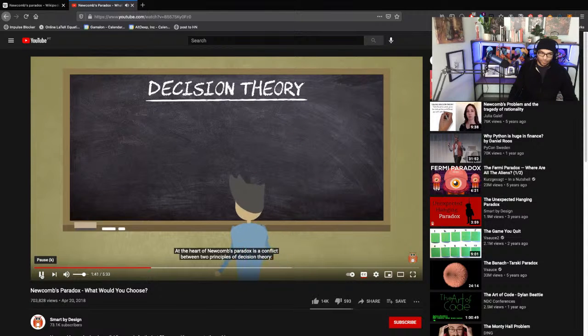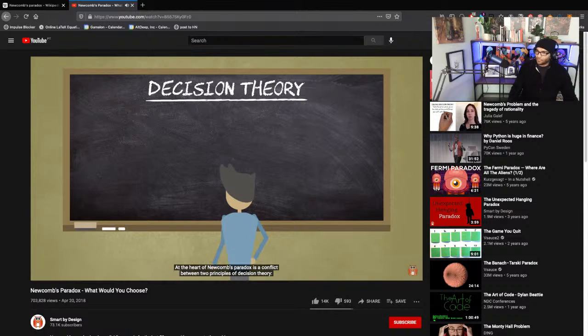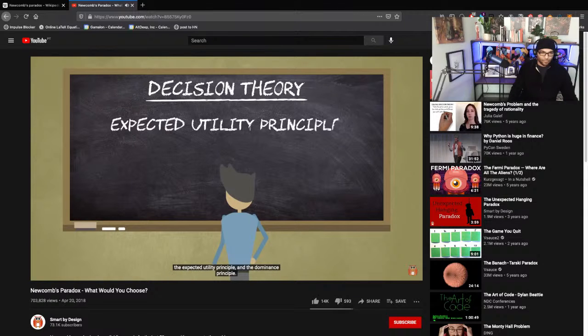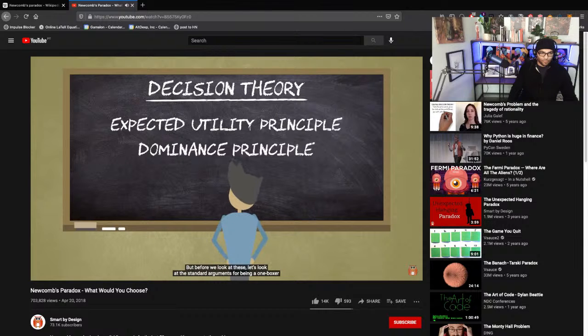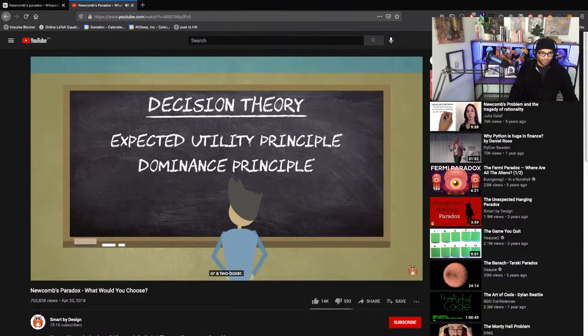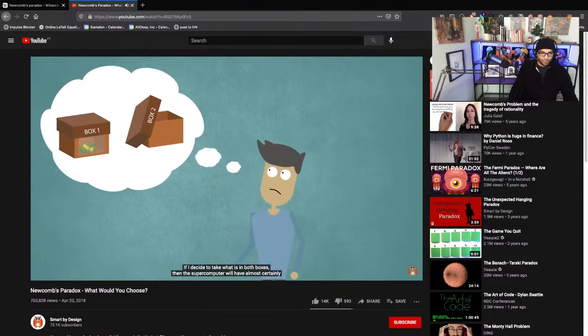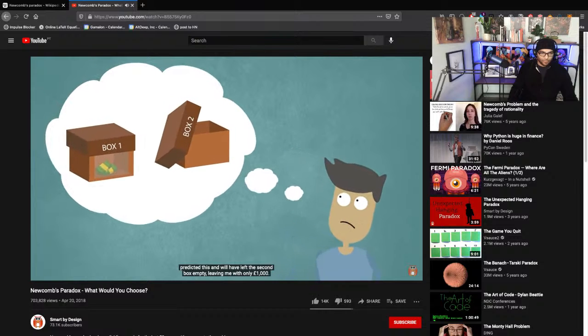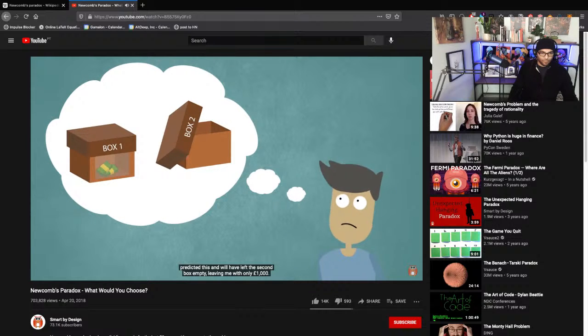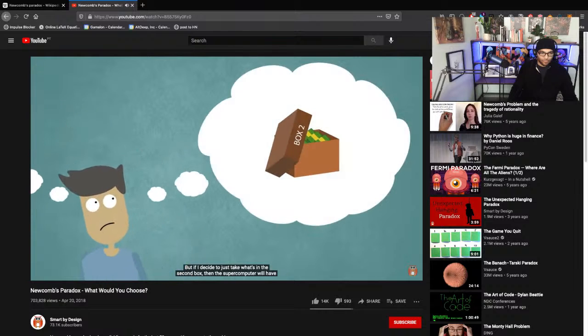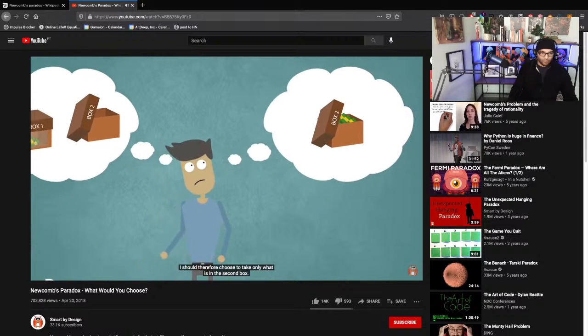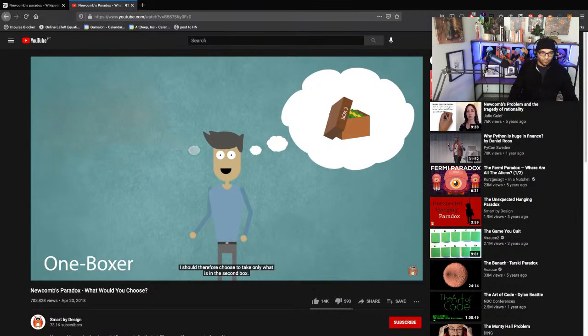At the heart of Newcomb's paradox is a conflict between two principles of decision theory, the expected utility principle and the dominance principle. But before we look at these, let's look at the standard arguments for being a one-boxer or a two-boxer. If I decide to take what is in both boxes, then the supercomputer will have almost certainly predicted this and will have left the second box empty, leaving me with only £1,000. But if I decide to just take what's in the second box, then the supercomputer will have predicted this and put the £1 million inside, leaving me much richer. I should therefore choose to take only what is in the second box.